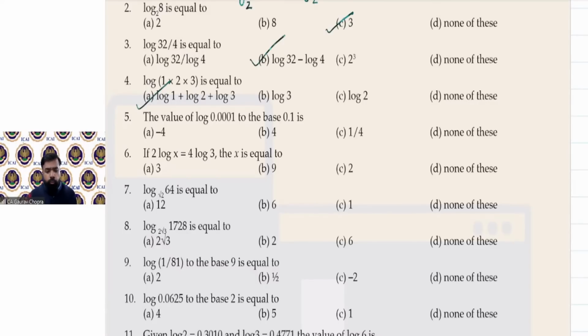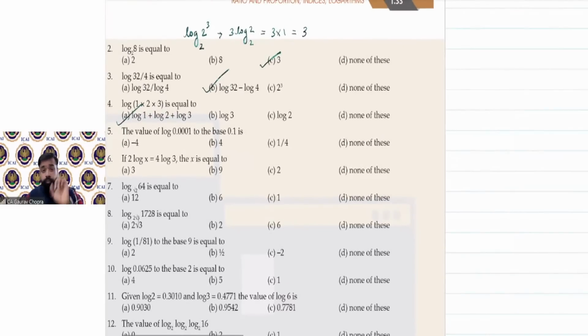Now the fourth one. The fourth one is a bit different, not difficult. That is an easy question. Just apply the concept. Fourth says log of... Sorry, fifth one. The fifth one is a bit different, but not difficult.